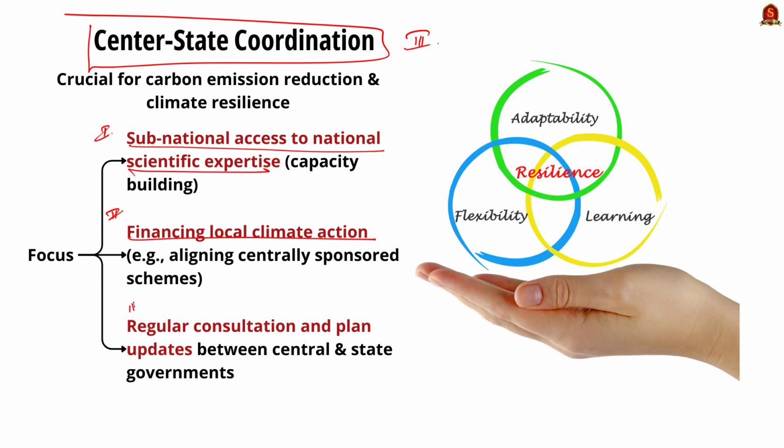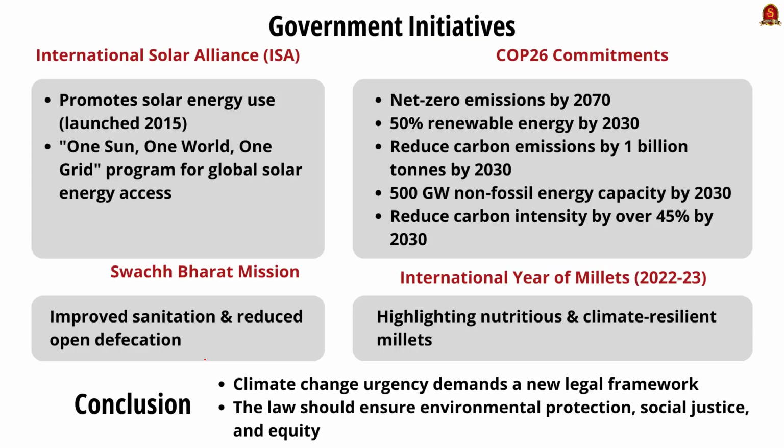Thirdly, coordination. This will enable the central and state governments to consult each other for major climate change related actions and issues. This includes periodical update of each other's plans. See, these are all given in the article. With this, let us look into the major steps taken by the Government of India related to climate change mitigation. We will be discussing them one by one.